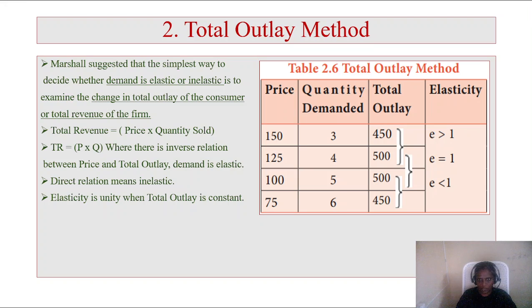So you take a tabular column. In the tabular column, you see the first column, price. We are taking the price of the commodity, then the quantity demanded for the commodity. So if the price is 150 rupees, what will be the quantity demanded? You assume any quantity in your mind. Think of a cone ice cream. If the ice cream is 150 rupees, your quantity demanded will be 3, because you only have a small amount of money in your hand at that time.